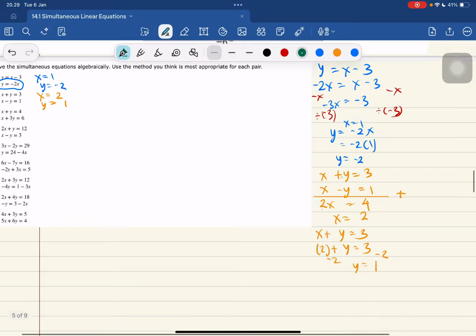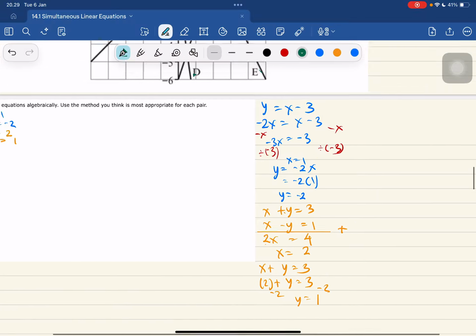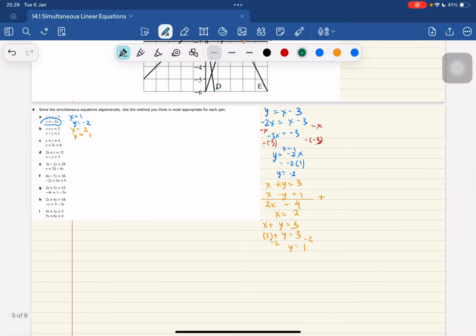Okay, next question. We've got x plus y equals 4, and then x plus 3y equals 6. We can eliminate the x variable by subtracting this equation. So x minus x is 0, y minus 3y is minus 2y, and 4 minus 6 is minus 2. Then we can just divide both sides by minus 2.